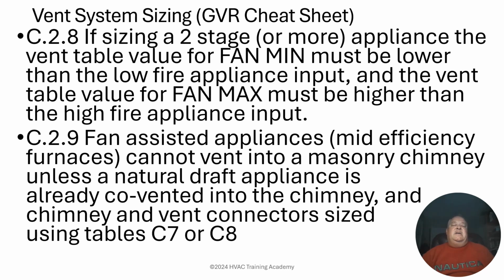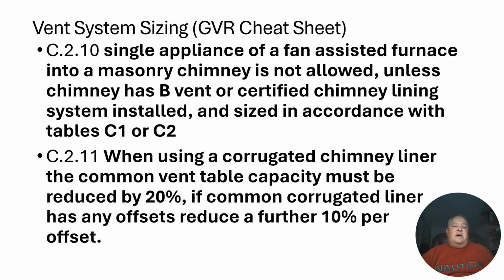As I mentioned, that basically is by the wayside now because code says that we've got to line the chimney. So a single fan-assisted appliance into a masonry chimney is not allowed unless it's lined, which of course the code now says we have to do. If we're using a corrugated chimney liner, the common vent table capacity must be reduced by 20%. If the corrugated liner has any more offsets, we're going to reduce a further 10% for each offset.